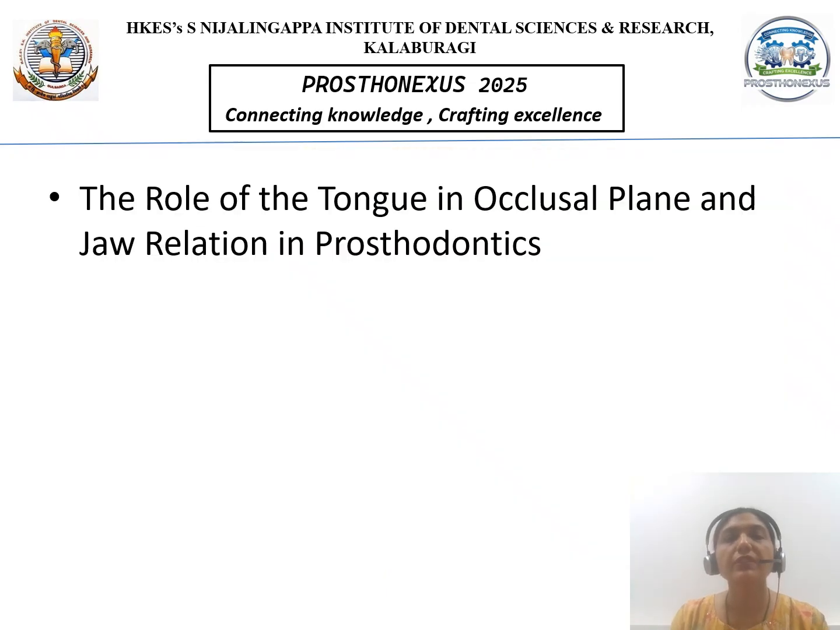Next, the role of the tongue in occlusal plane and jaw relation in prosthodontics. So here, when we record the maxillomandibular relation, we see to it that the lower rim is in line with the lateral borders of the tongue. That is, the lateral border of the tongue should be in line with the lower rim.